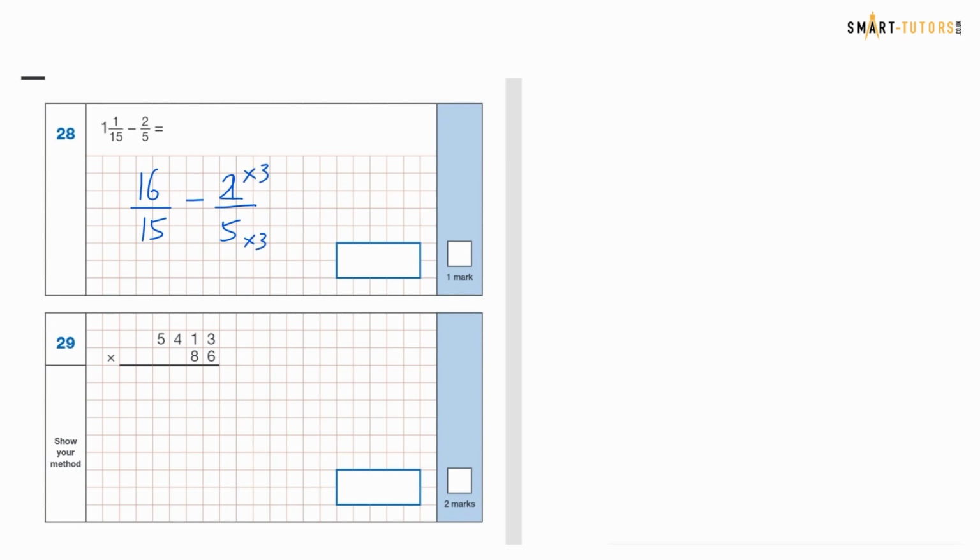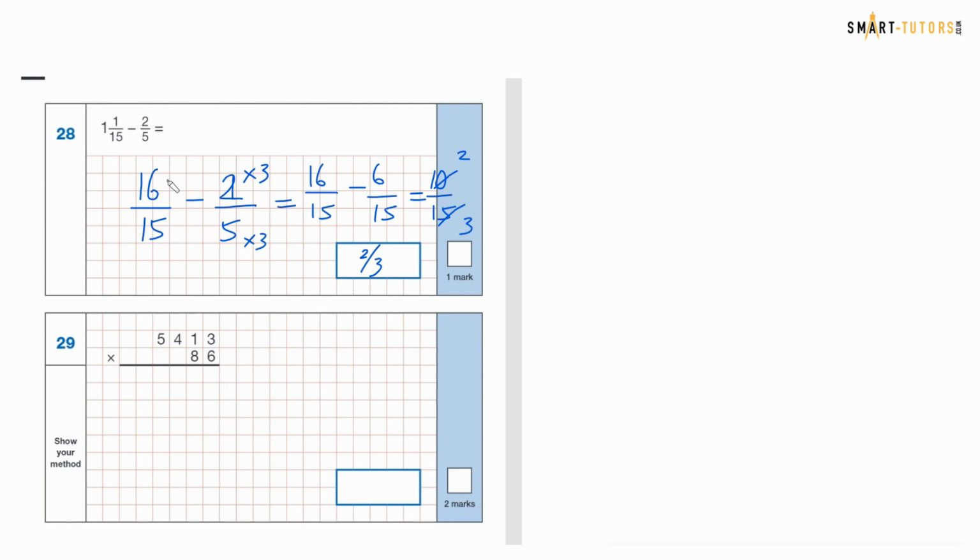So you change the 5 times 3, which is 15, and 2 times 3, which is 6, sorry. So 16 over 15 take away 6 over 15 is 10 over 15. You can simplify that down to 2/3. So 2/3 is the answer. Very good. You divide both numbers by 5 and you get 2/3 is the answer. Very well done, Manasi. The next question is multiplication.